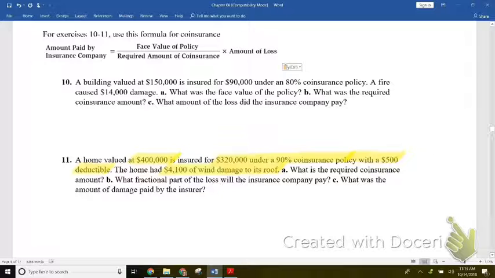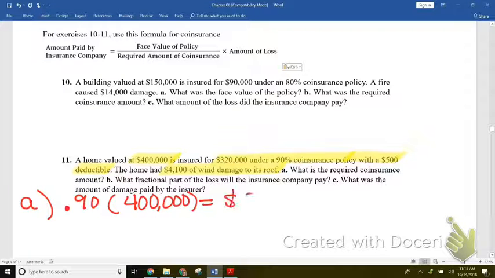So in question number 11, we have a home that's valued at $400,000, and they have a 90% co-insurance policy, which means that the homeowner is supposed to carry insurance for 90% of the value of the home. So for part A, we want to figure out what's their required co-insurance. We want to find 90% of the value of the home. That works out to be $360,000.